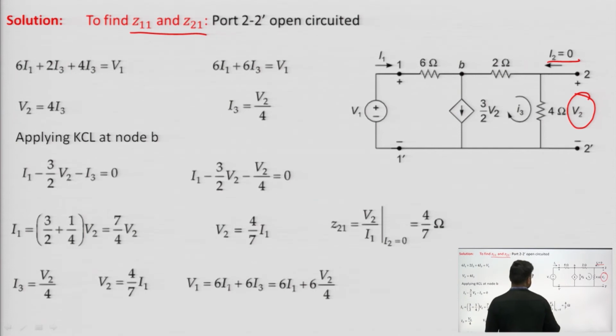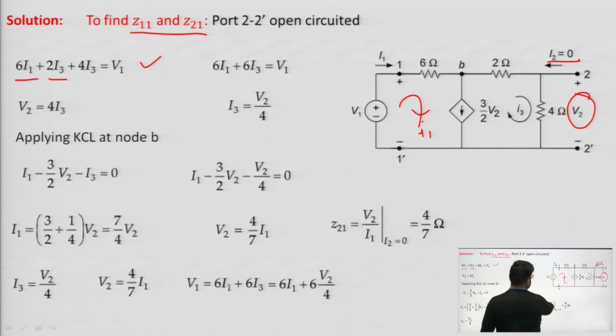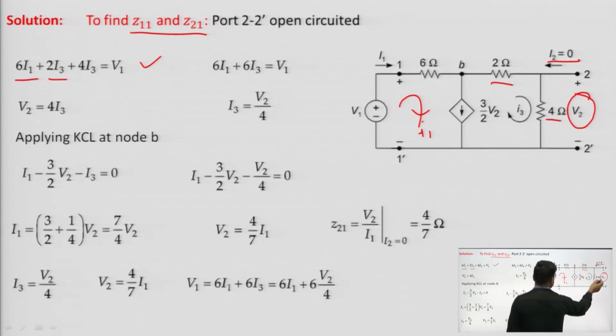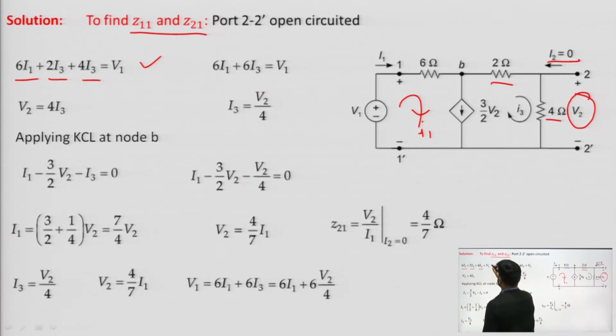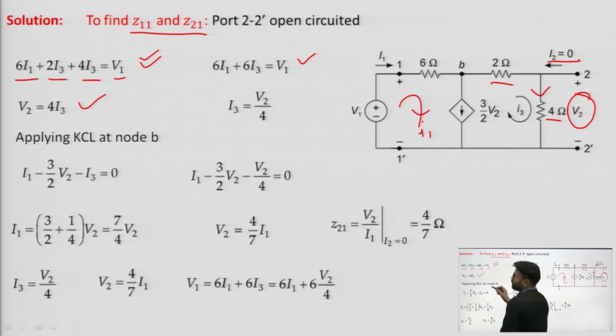So, V1, 6 I1, now we will apply super mesh. Super mesh is the current which is I1. So, 6 I1 plus 2 I3 plus 4 I3 equals to V1, the super mesh equation that we have written. So, we get 6 I1 plus 6 I3 equals to V1, and V2 will be equal to 4 I3. The only current flowing in the 4 ohm is I3. We will get V2 equals to 4 I3, or I3 can be written as V2 by 4.